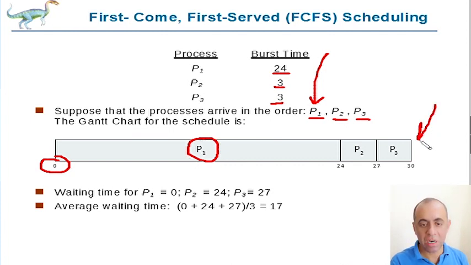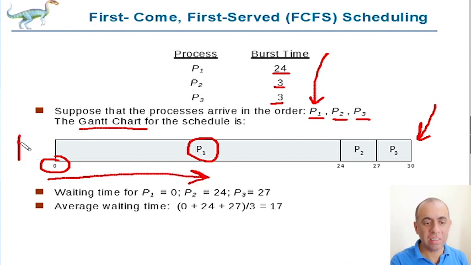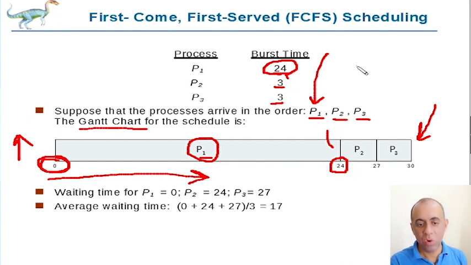This graph, which is called a Gantt chart, is made based on a timeline. This axis shows the time and this axis shows the process. Process P1 was sent at time 0, and it wanted to stay inside the CPU for 24 seconds. So naturally it used 24 seconds of CPU, and as soon as it was done, we sent the second process, P2, into the CPU, because P2 arrived second. P2 took 3 seconds. So 24 plus 3 is 27.